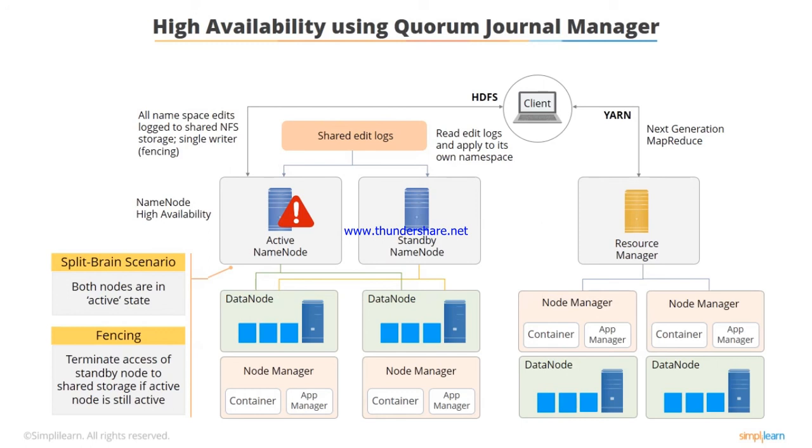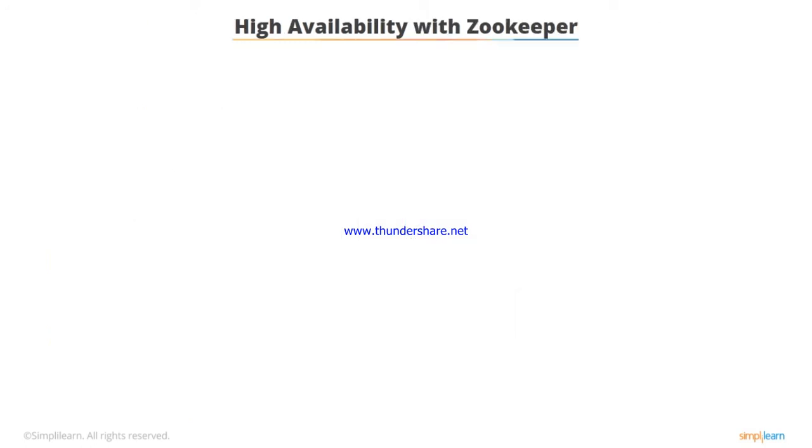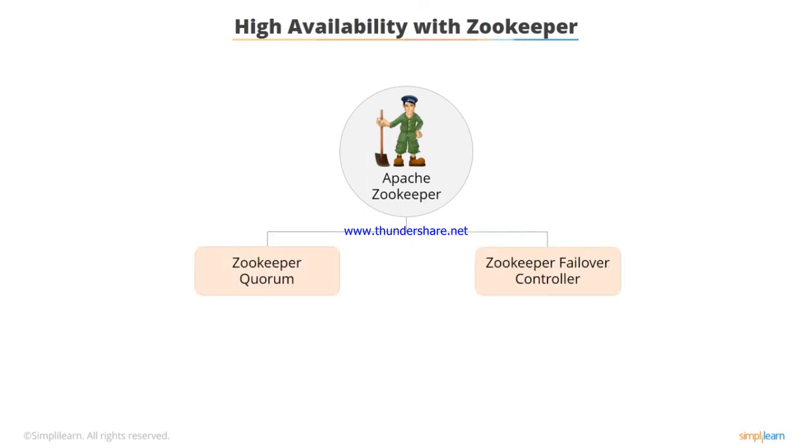To ensure that the standby node is up to date with block information, the data nodes are configured with the location of both name nodes. They send block location information and heartbeats to both the active node as well as to the standby node. To set up HA for automatic failover, you need Zookeeper, which is a service that handles the maintenance of small volumes of coordination data, notifies clients of any changes to that data, and monitors clients for failures. The Zookeeper Quorum and Zookeeper Failover Controller, or ZKFC, are components that enable automatic failover.